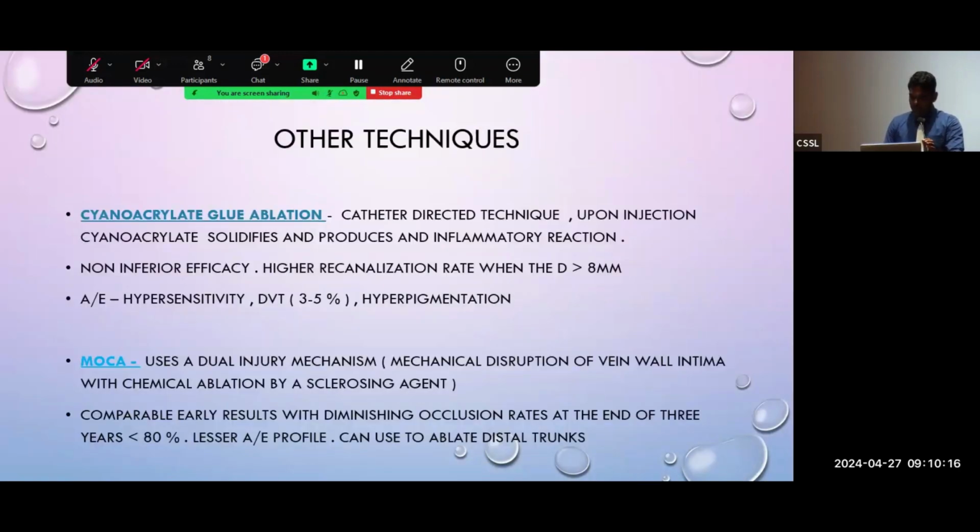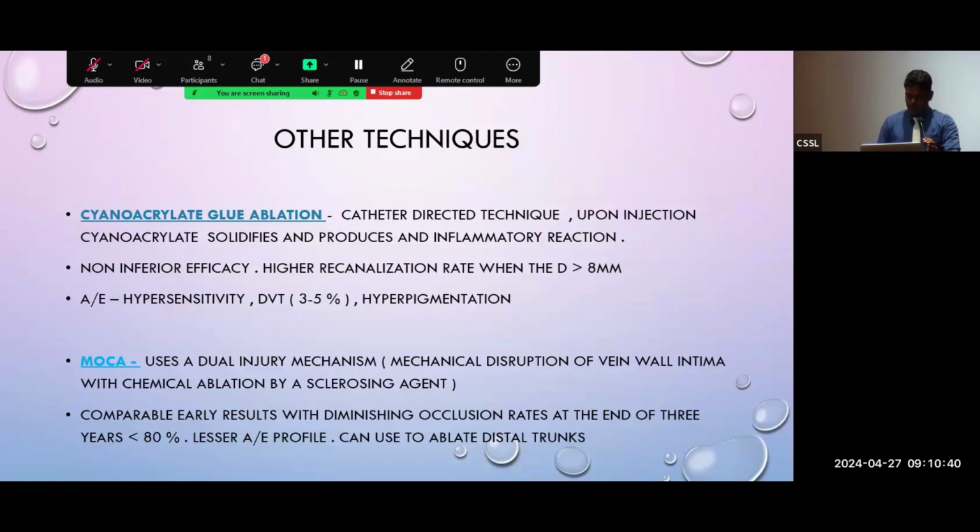Right. Other techniques: cyanoacrylate glue ablation, which is a catheter-directed technique where you inject a gel, a glue, and apply pressure. Evidence-wise, it has non-inferior efficacy compared to ablation techniques, but it has a higher recanalization rate with time when we use it for larger diameter veins.